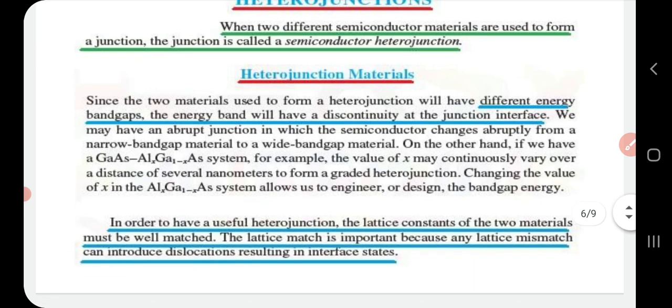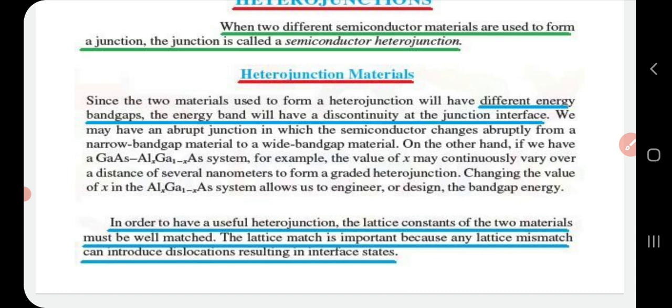Now let us see what the heterojunction materials are. As already discussed, in order to form a heterojunction, we use two different materials having different energy band gaps, and there will be a discontinuity at the junction because we are using two different semiconductors with different band gaps. So definitely there will be a discontinuity when you look at the junction. That is, we have an abrupt junction in which the semiconductor changes abruptly from a narrow band gap material to a wide band gap material, so definitely there will be a disruption in the band gap at the junction.